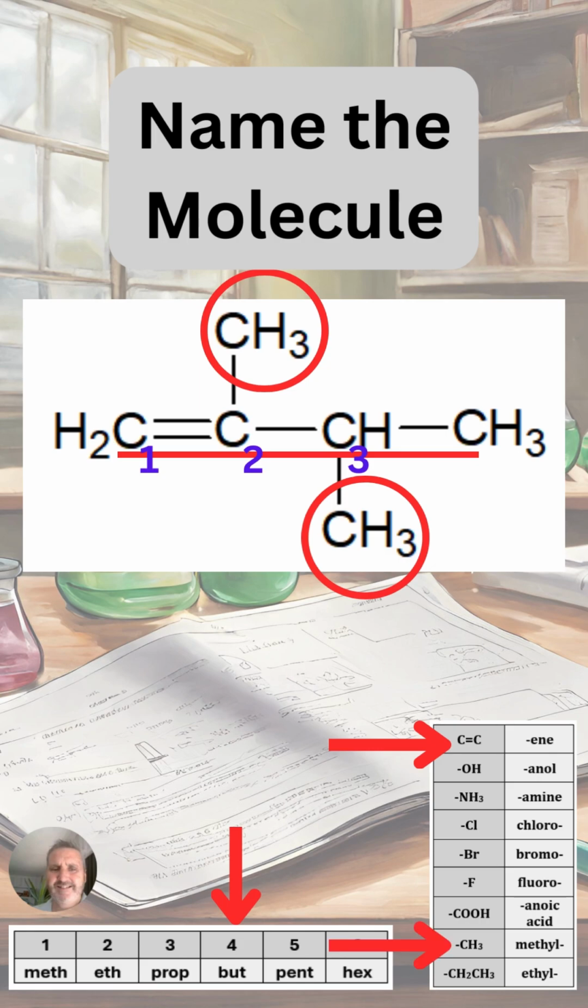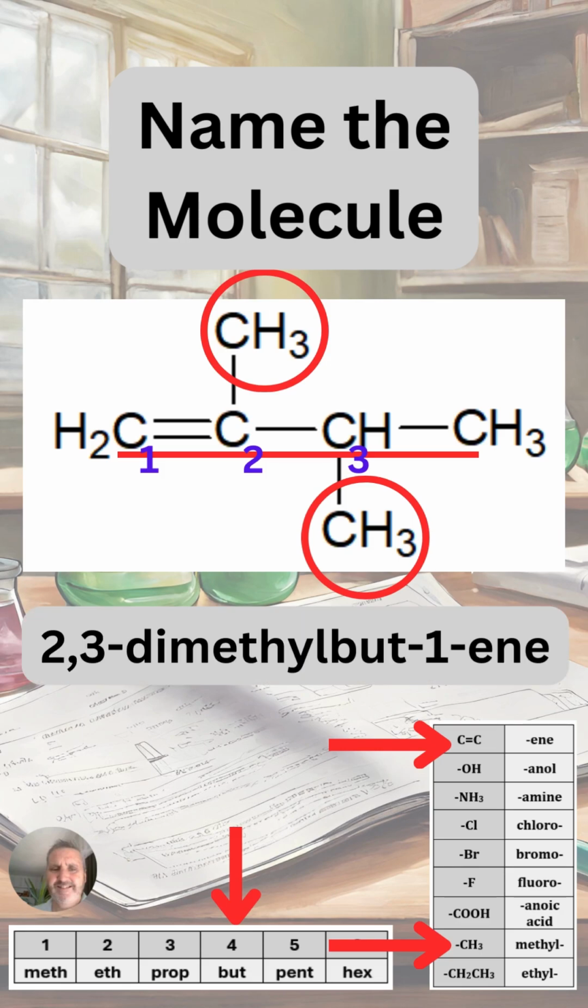So this is going to be called 2,3-dimethyl. Remember, the di means that there are 2 of the same, or 2 of the methyl groups, but-1-ene. 2,3-dimethyl-but-1-ene.